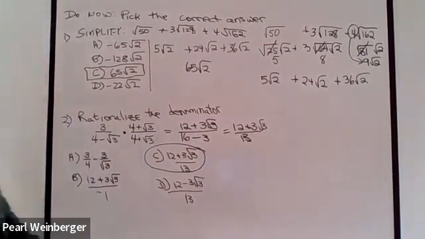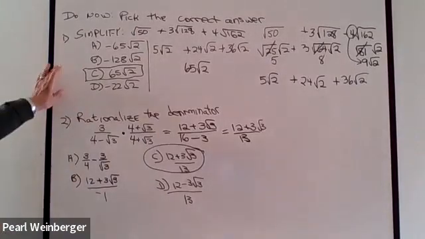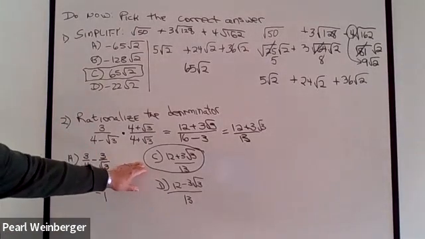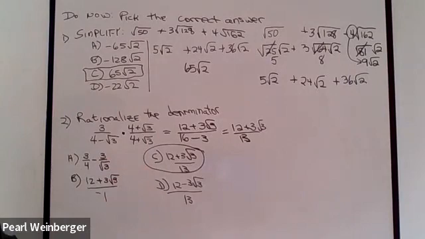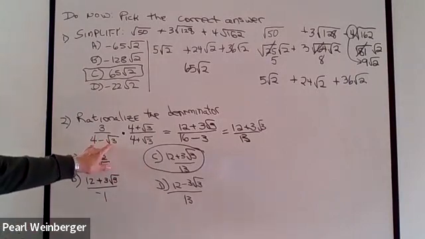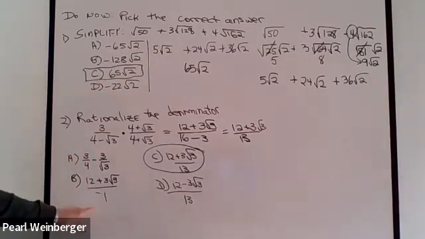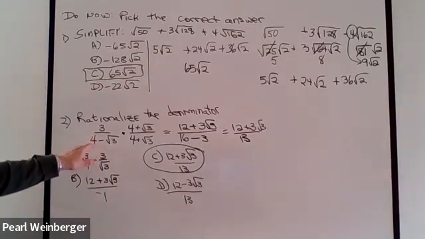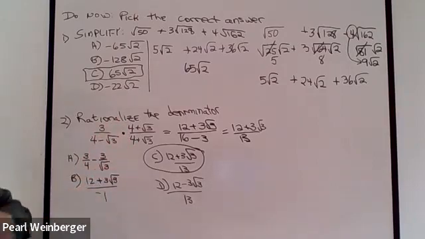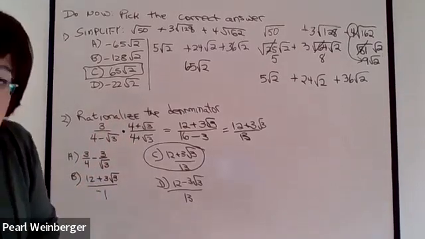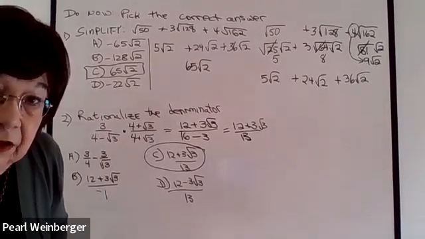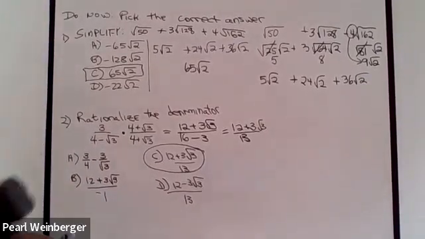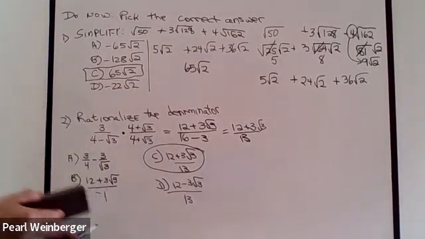Okay, so C was certainly correct for the first one. C was also correct for the second one. Remember, you have to multiply by the conjugate. Okay. Let's go on from here. We'll keep reviewing.